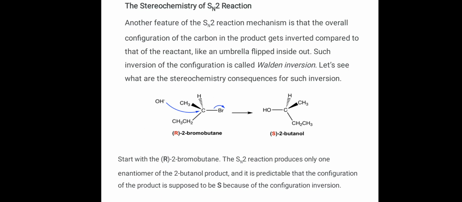Stereochemistry of the SN2 reaction. Another feature of the SN2 reaction mechanism is that the overall configuration of the product carbon gets inverted compared to that of the reactant, like an umbrella flipped inside out. Such inversion of the configuration is called Walden inversion. Generally, Walden inversion means the nucleophile adds to the backside and the leaving group is eliminated. This generally forms the inversion product.